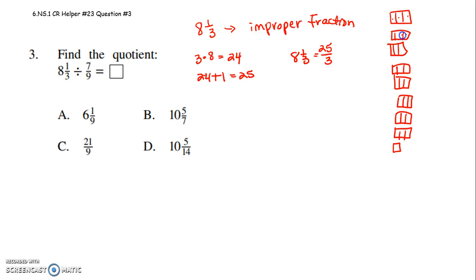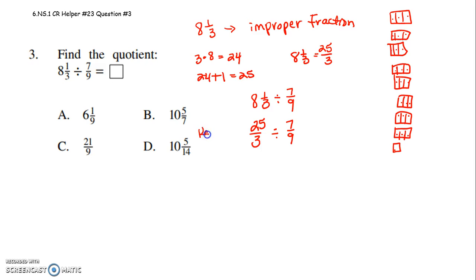1, 2, 3, 4, 5, 6, 7, 8, 9, 10, 11, 12, 13, 14, 15, 16, 17, 18, 19, 20, 21, 22, 23, 24, 25. That's 25 thirds if you have 8 whole rectangles and a third of another one. So now if we take 8 1/3 and divide it by 7/9, 8 1/3, we just agreed, was 25 thirds. 25 thirds divided by 7/9.